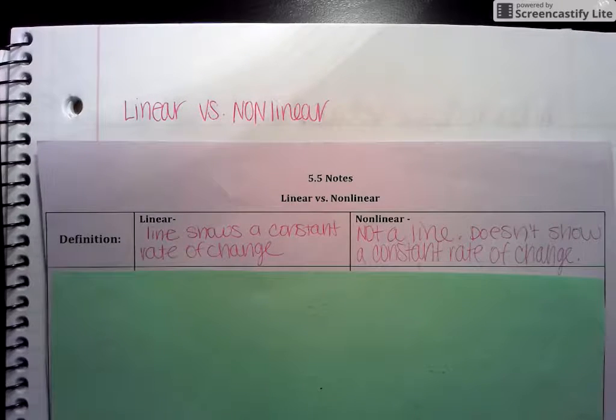So rise over run. Whereas nonlinear is not going to be a line, and it doesn't show a constant rate of change. It might have where it's multiplying, or you're going up by double the amount, or some of the situations you might see where it doesn't go up by the same amount at all. So that would not make a constant rate of change, or it would not make a line.